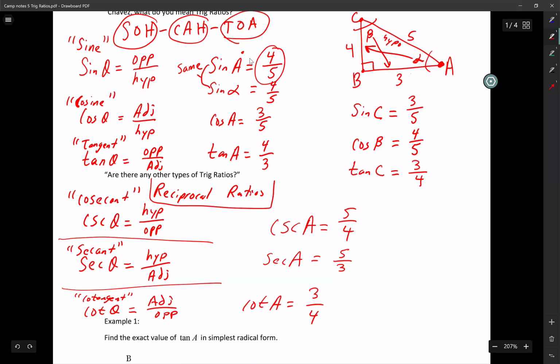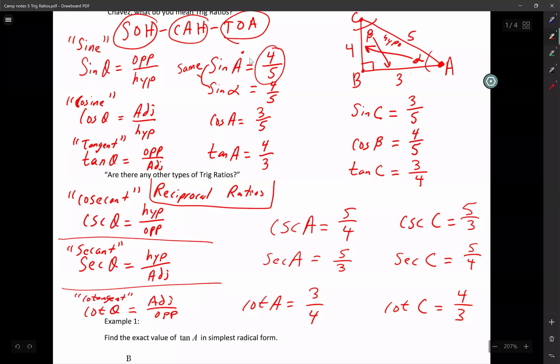All right, let's do the C one. CSC of C. Cosecant of C. Well, cosecant is the reciprocal of sine, so 5 over 3. And then I'm going to write secant of C. So secant of C is the reciprocal of cosine, and then 5 over 4. And then finally, cotangent of C is going to be 4 over 3.